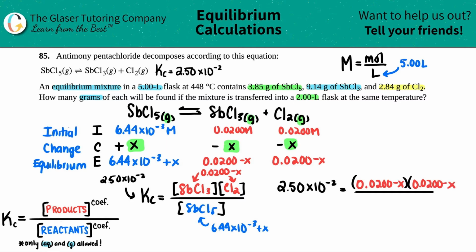0.0200 minus x, and this is all divided by 6.44 times 10 to the negative 3 plus x. Okay, so this is going to get hairy, guys. We can probably already determine what's going on here. We're going to need to use the quadratic equation.